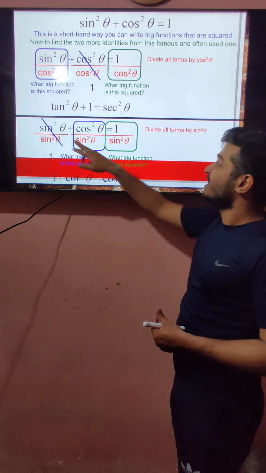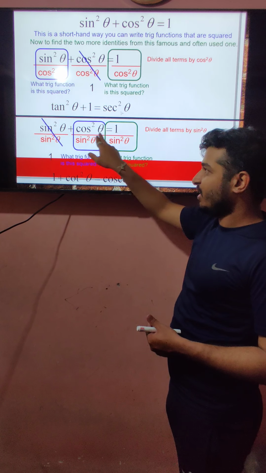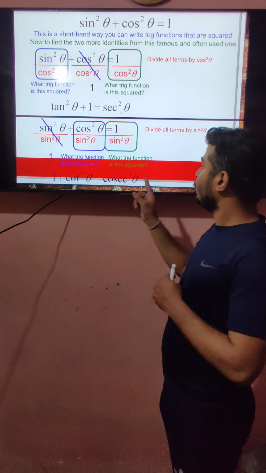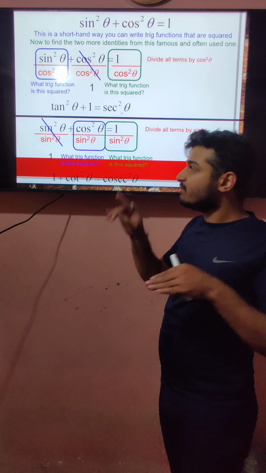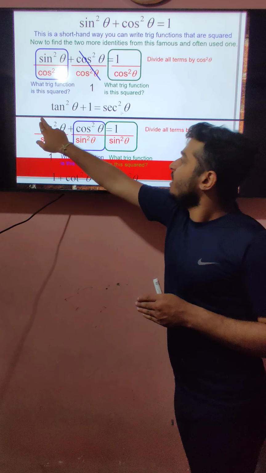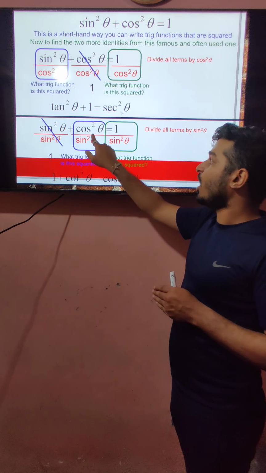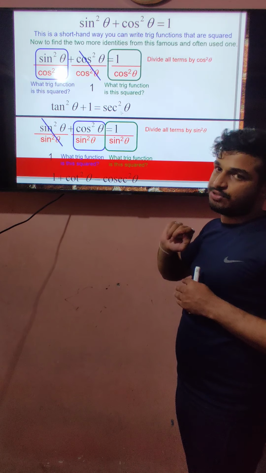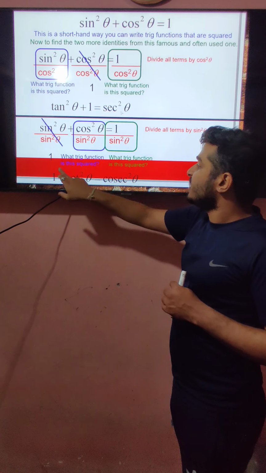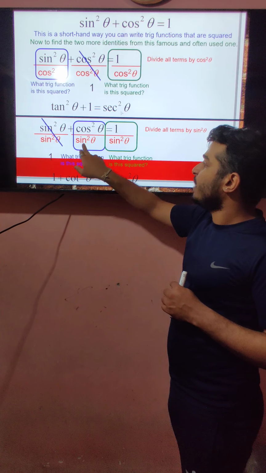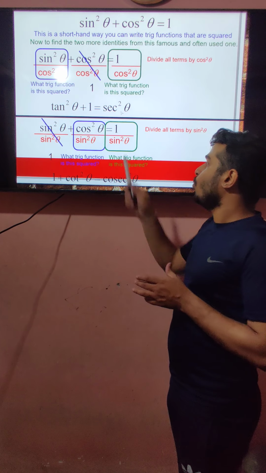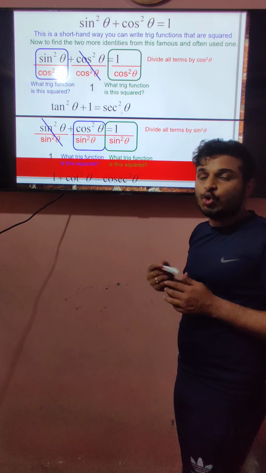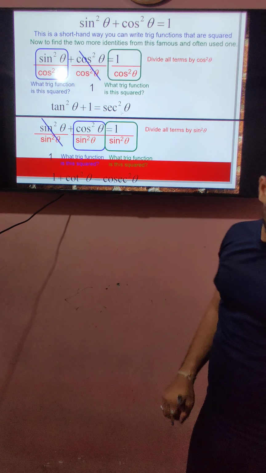Next, sin square theta plus cos square theta is equal to 1, that you know. Divide all the terms by sin square theta. Sin square theta gets cancelled with sin square theta. Cos square theta divided by sin square theta will become cot square theta, and 1 by sin square theta. So it becomes 1 plus cot square theta. Now 1 by sin square theta is equal to cosecant square theta.